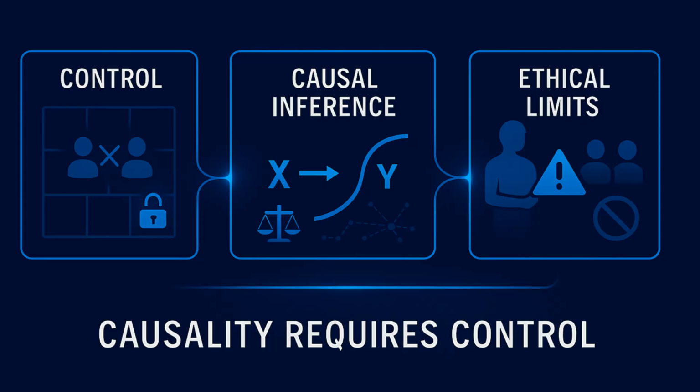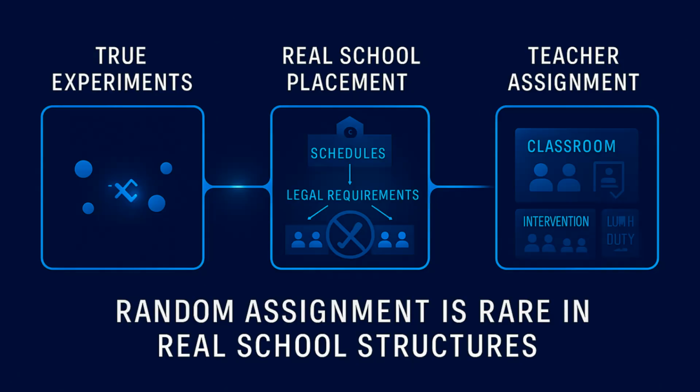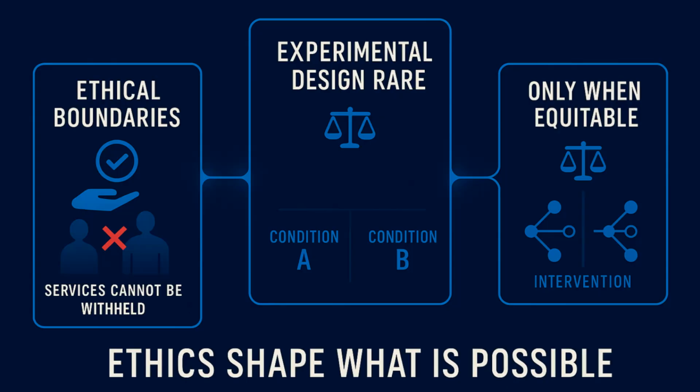Experimental design sees causality supported by control. It is the strongest form of quantitative inference, but also the most ethically constrained in social and educational research. Cresswell reminds us that true experiments require random assignment to conditions, yet students are placed in classrooms based on schedules, legal requirements, and district structures. Teachers are assigned duties based on certification and employment decisions. Services cannot be withheld for research.